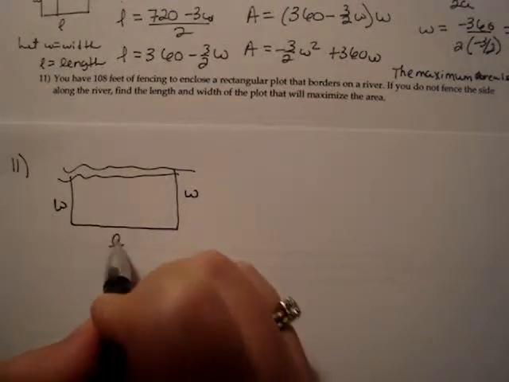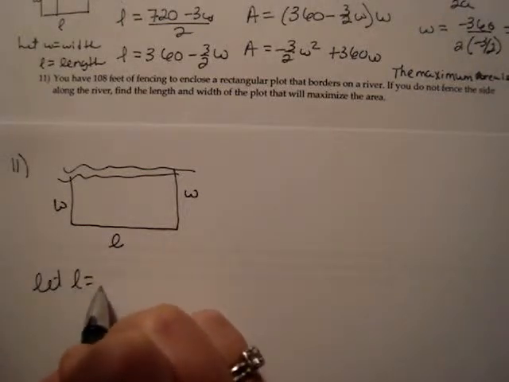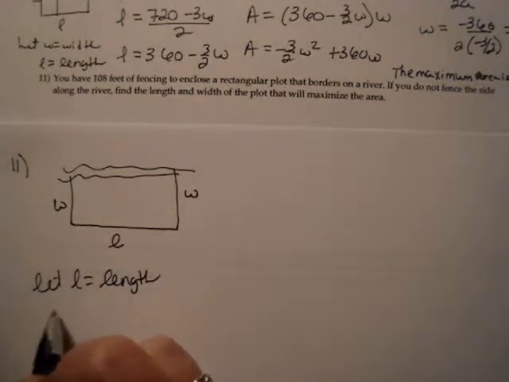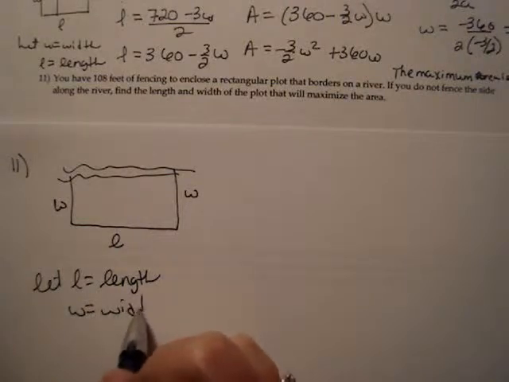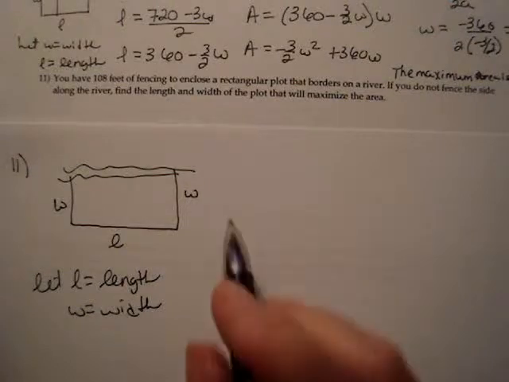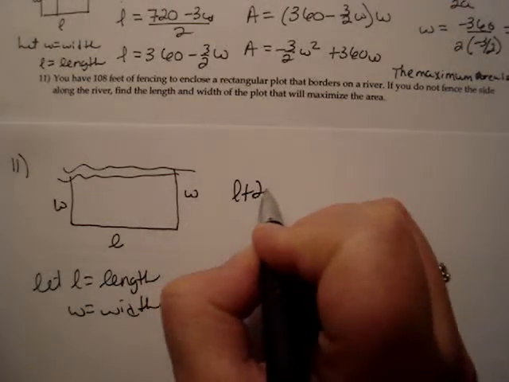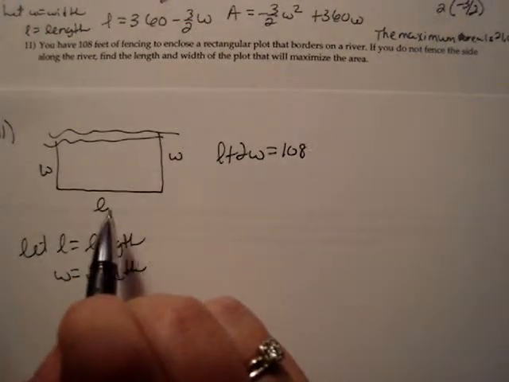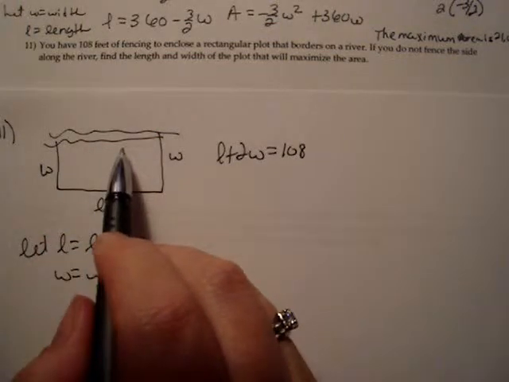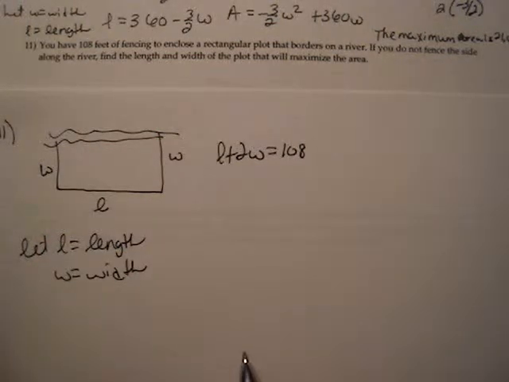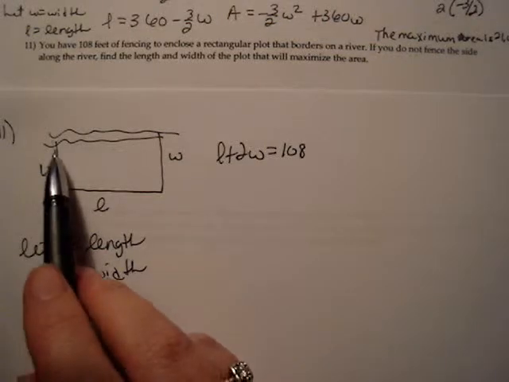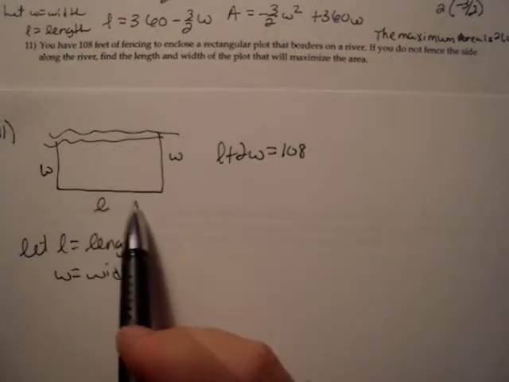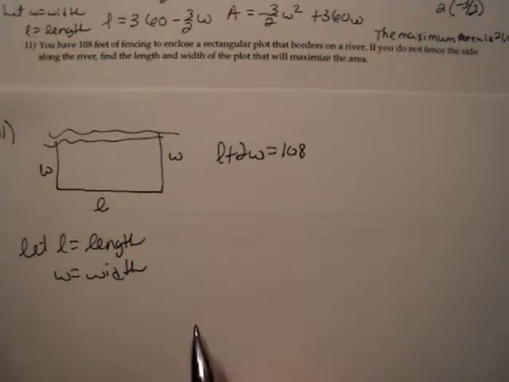Again, I'm going to label my sides. I let L equal length, W equal width. Okay. Again, I'm going to start with the equation that has to do with the fencing. This time, L plus 2W equals 108. Notice it's only 1L because only one length is fenced along the river. We don't have to put a fence. Sometimes people ask, well, does it matter if I called these sides L's and this one W? It doesn't matter at all. You're going to get the same answer.